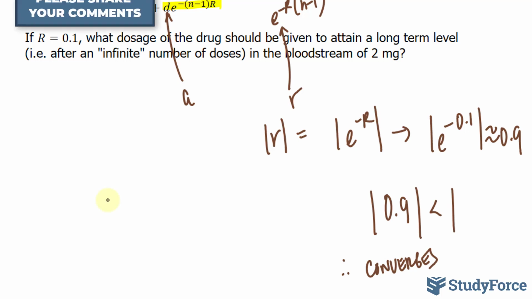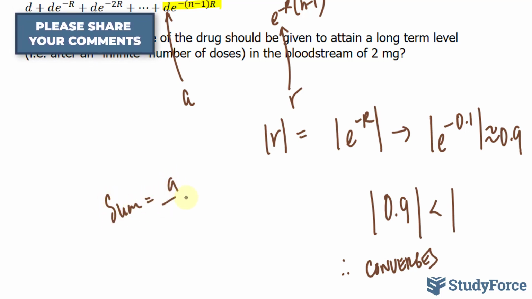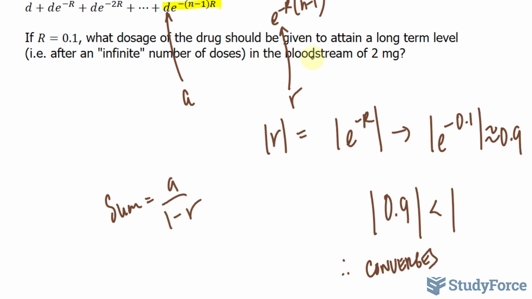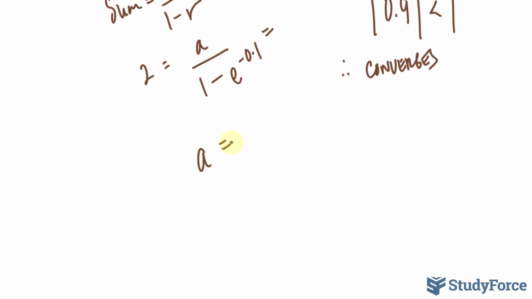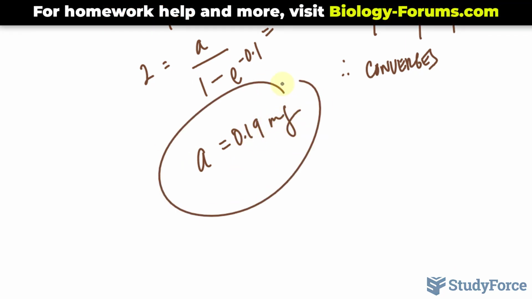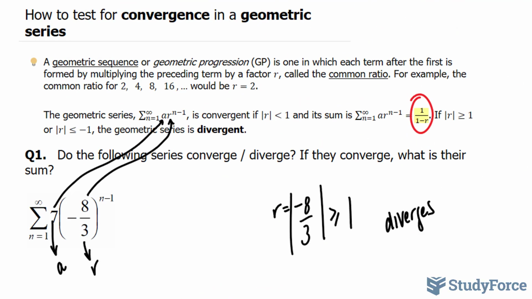Now to find the dosage, we'll use the sum formula, where the sum is equal to A over 1 minus R. We're told that the bloodstream will contain 2 milligrams. That's our sum. A we'll leave the way it is, and R we'll replace with e to the power of negative 0.1. If we solve for A, it should equal approximately 0.19 milligrams. And that right there represents the dose of each day. And so there you have it. That is how to test for convergence in a geometric series.